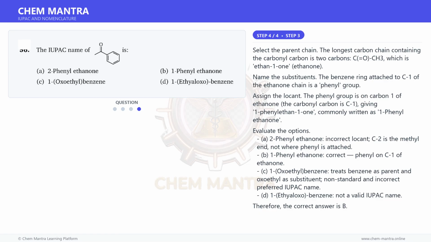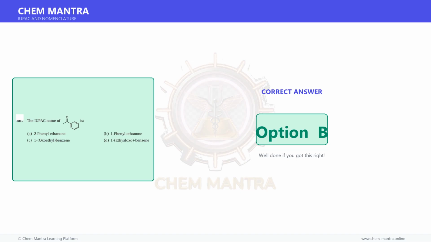C. 1-oxoethyl benzene, treats benzene as parent and oxoethyl as substituent, non-standard and incorrect as a preferred IUPAC name. D. 1-ethyloxo benzene, not a valid IUPAC name. Therefore, the correct answer is B. Therefore, the correct answer is option B.